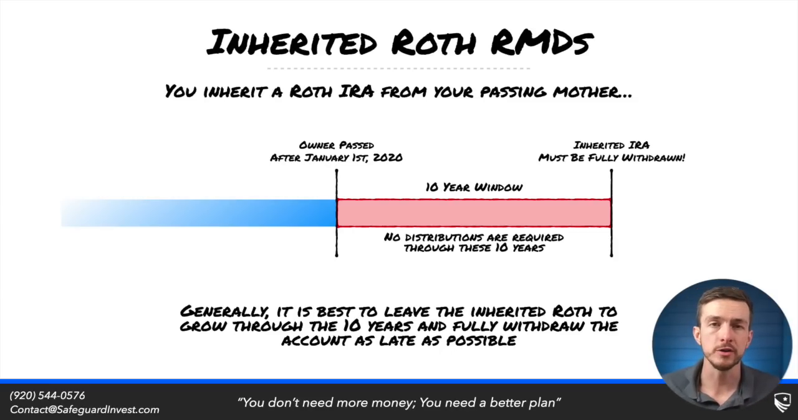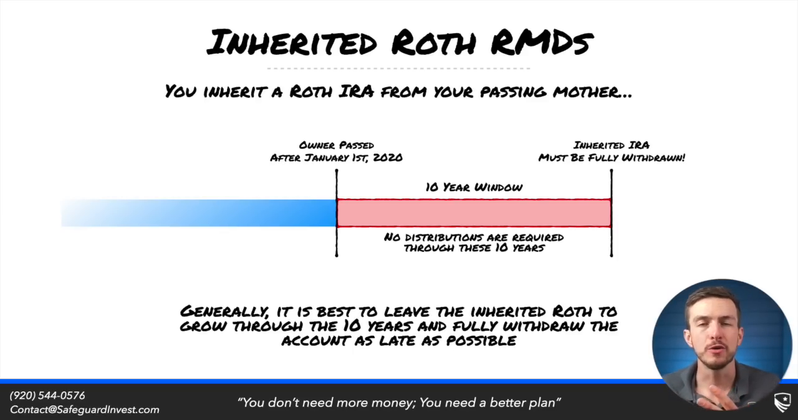During this 10-year period, you will not have any annual RMDs, but at the end of the 10th year, you will need to have fully withdrawn the entire inherited Roth balance. Now, the good news is there are no taxes owed on this distribution. The bad news is if you forget to fully withdraw the inherited Roth, you could have as much as a 25% penalty on the amount remaining in the Roth, which can be quite expensive.